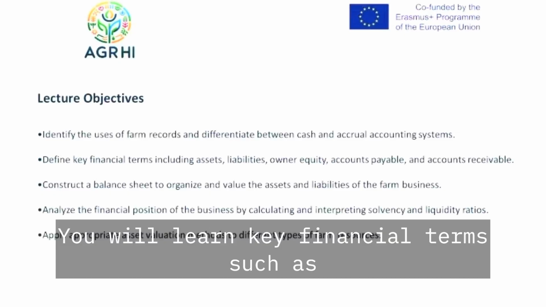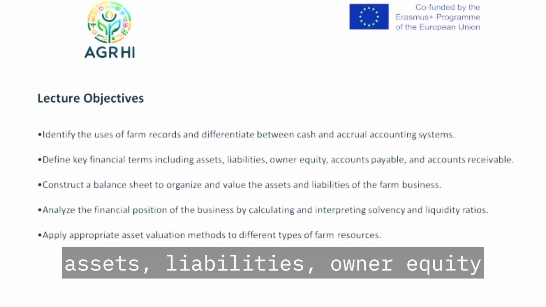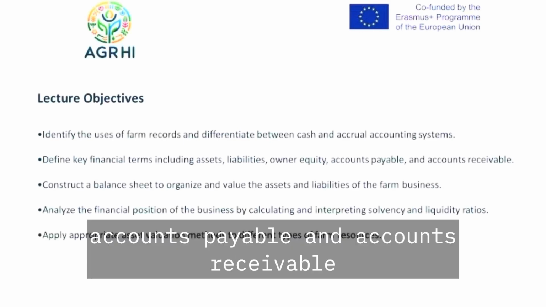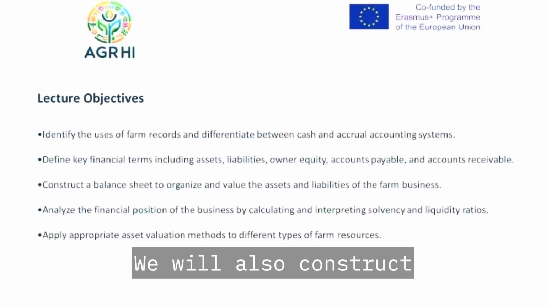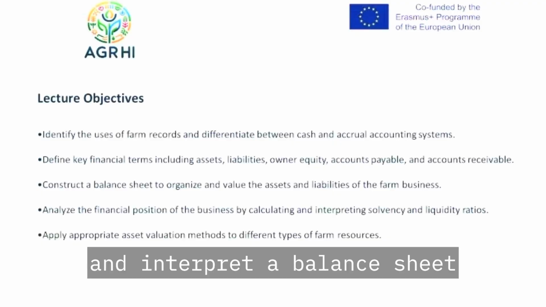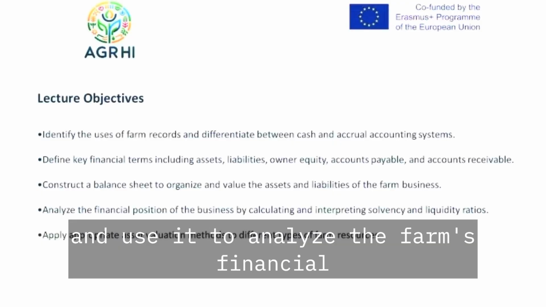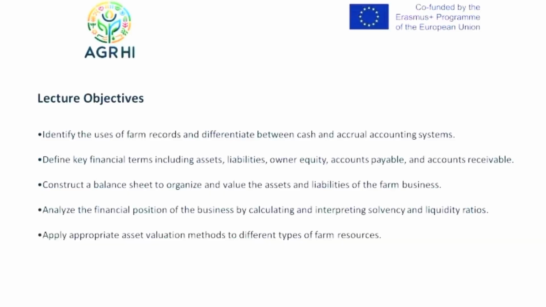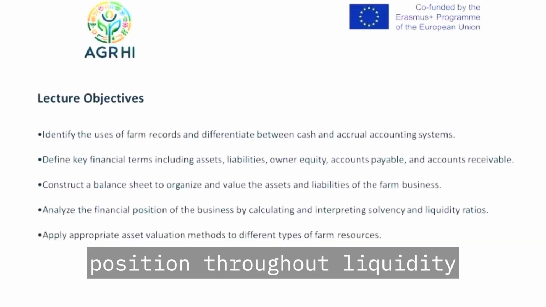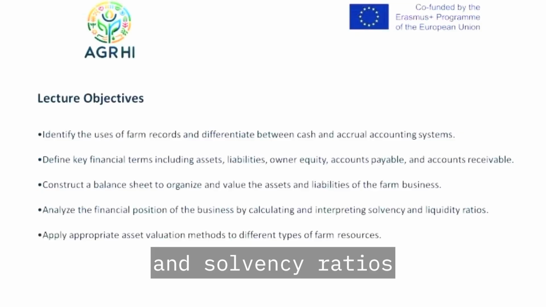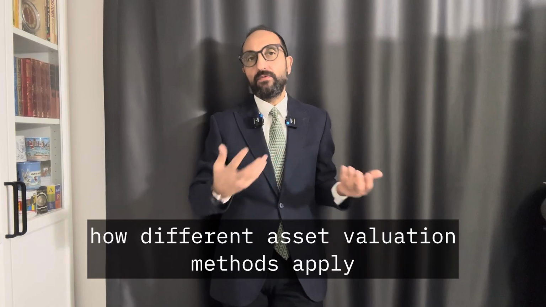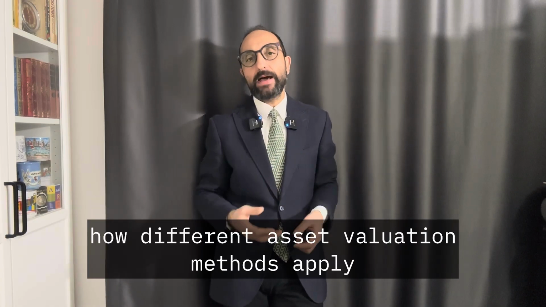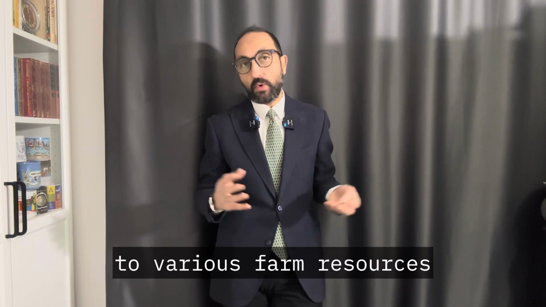You will learn key financial terms such as asset, liabilities, owner equity, accounts payable, and accounts receivable. We will also construct and interpret a balance sheet and use it to analyze the farm's financial position through liquidity and solvency ratios. Finally, we will discuss how different asset valuation methods apply to various farm resources.